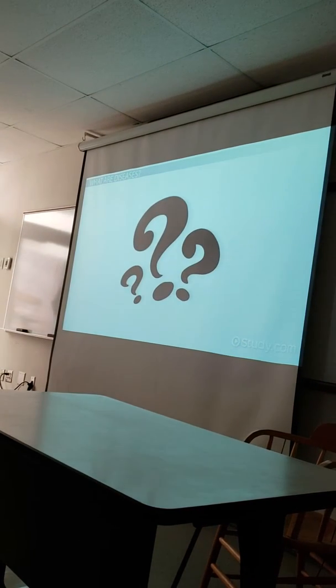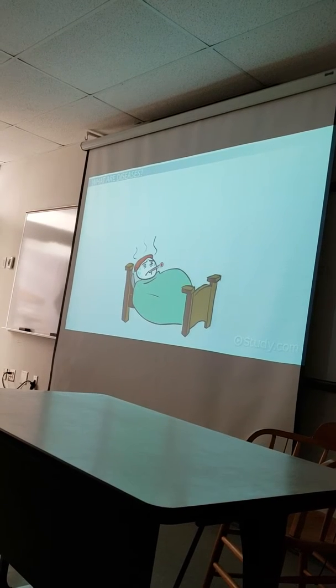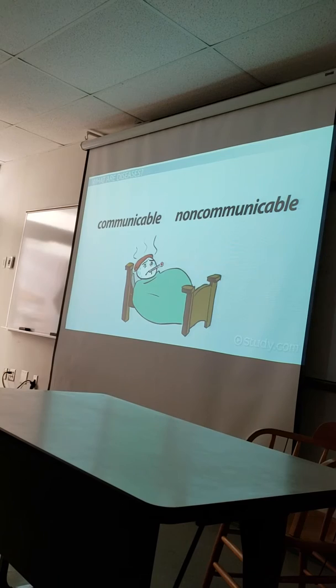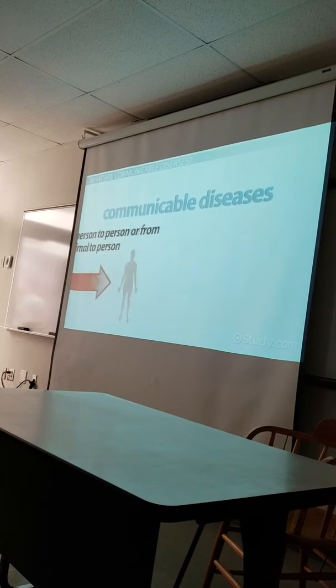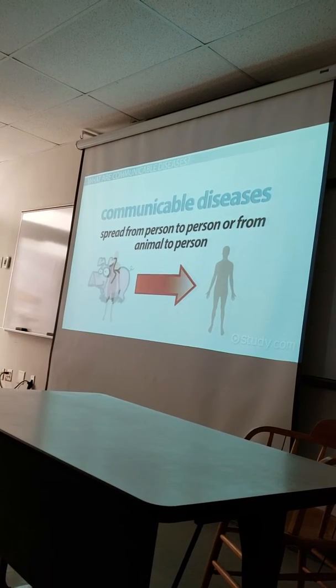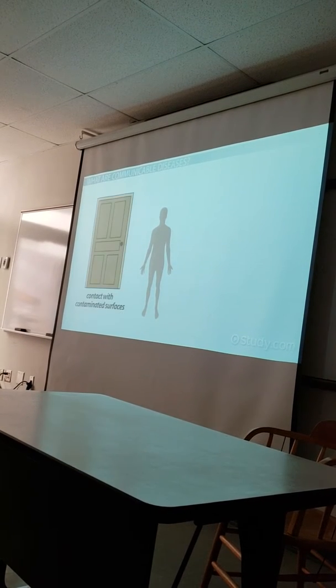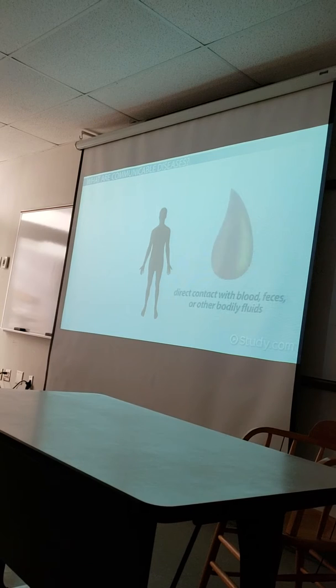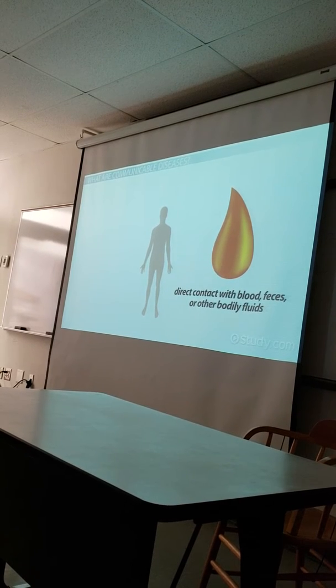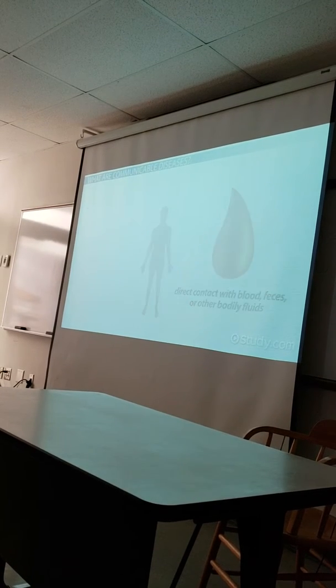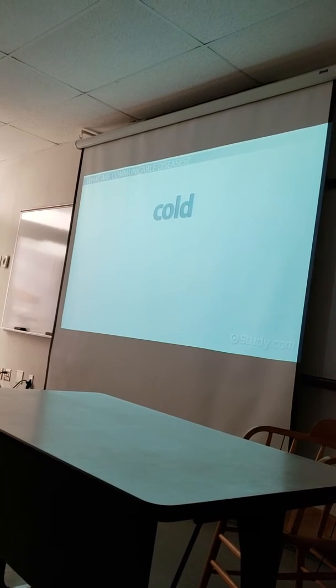But why can you catch some diseases but not others? This is due to the two different types of disease: communicable and non-communicable. Communicable diseases are spread from person to person or from animal to person. The spread or transfer can happen through the air, through contact with contaminated surfaces, or through direct contact with blood, feces, or other bodily fluids. A cold is an example of a communicable disease.